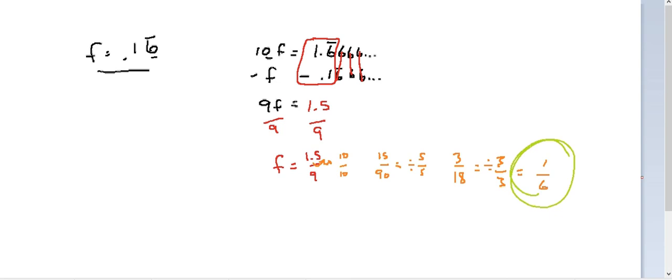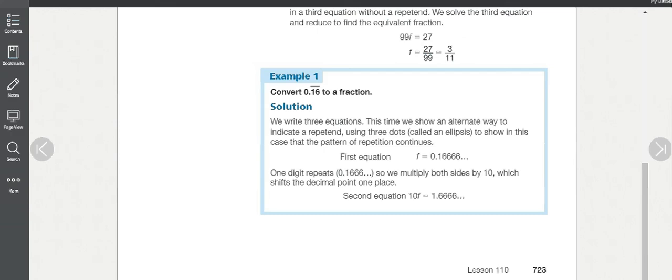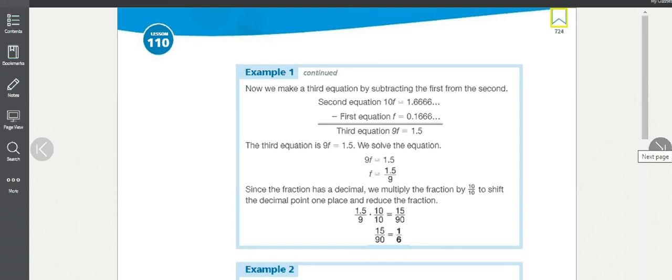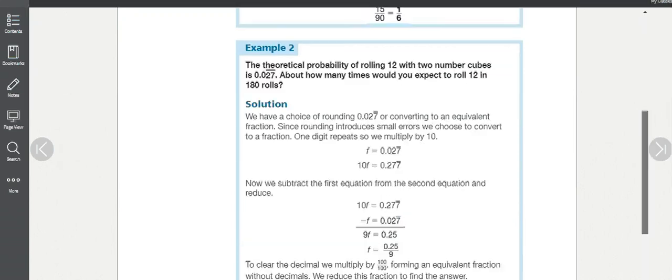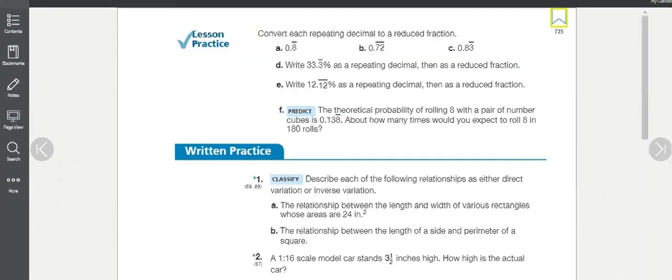Okay, now you've got an example of both one digit repeating, and the first one was when there are 2 digits repeating. That should be what you need to do A, B, C, and D.